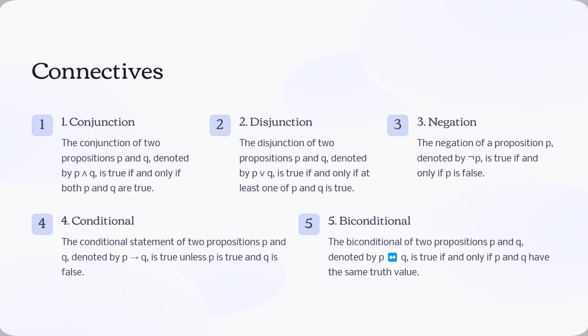Think of this as a promise. If the first part is true, the second part must also be true for the whole thing to be true. But if the first part is false, the whole thing is true, no matter what the second part is. This is like saying if and only if. Both statements must have the same truth value for the whole thing to be true.